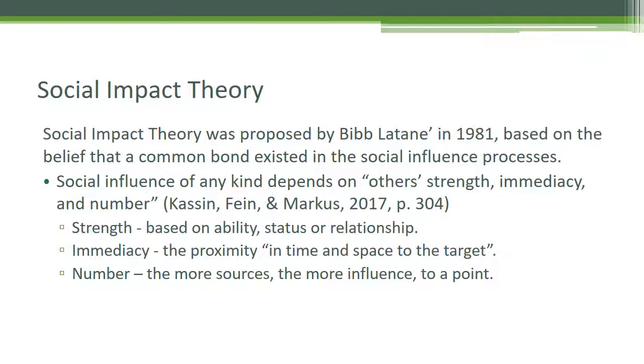Immediacy, as I mentioned before in the Milgram experiment, is the proximity in time and space to the target. So the closer you are to the target, the greater the impact. And the number of sources. The more sources there are, the more influence to a point. And again, this is the same as we discussed earlier, where group size only minimally affects the influence past 3 or 4 others. So this is the same theory here.